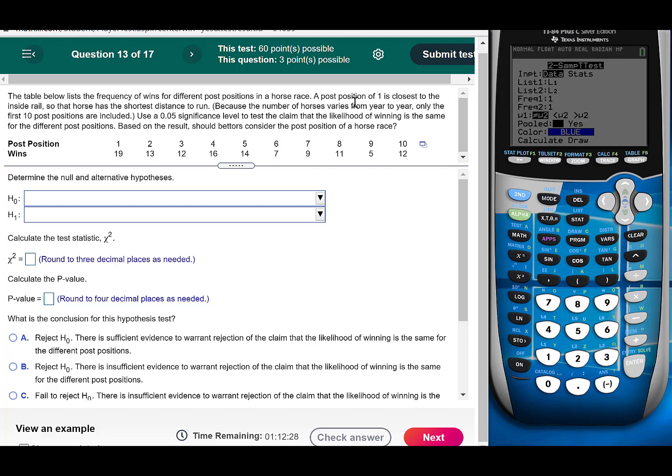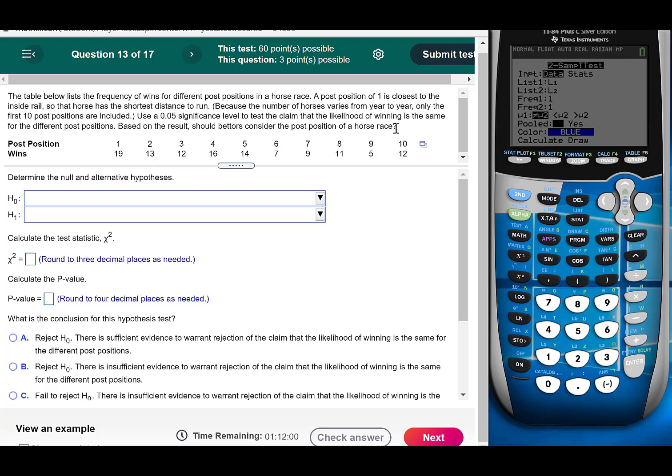A post position of 1 is closest to the inside rail, so that the horse has the shortest distance to run. Because the number of horses varies from year to year, only the first 10 post positions are included. Use a 0.05 significance level to test the claim that the likelihood of winning is the same for the different post positions. Based on the results, should bettors consider the post positions of a horse race?